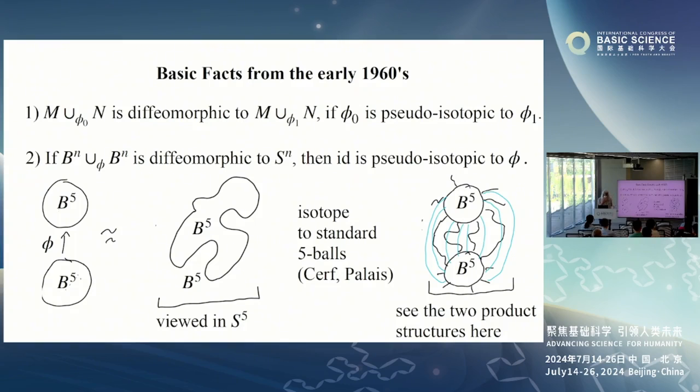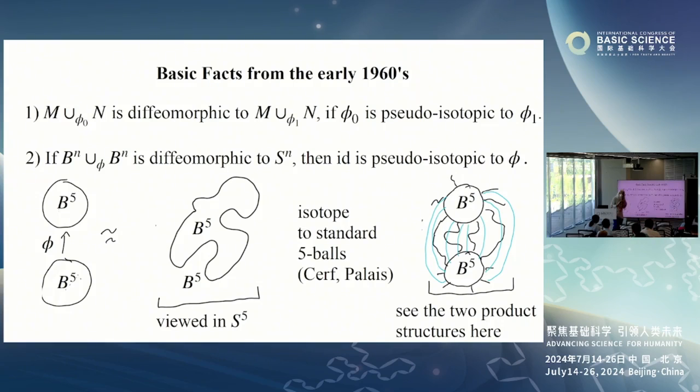But here's another little fact, which is that suppose I glue two n-balls together and get the standard n-sphere. Then the gluing map is in fact pseudo-isotopic to the identity. And this is a pictorial way of seeing this. Here's the gluing on the left, and now we're gluing these 5-balls together. And on the right, you can see the balls themselves sitting inside the 5-sphere, which you know is standard.